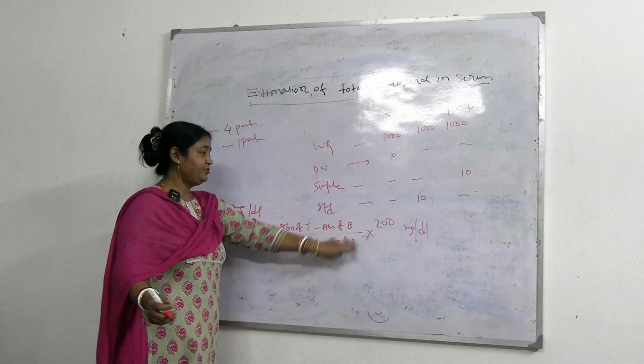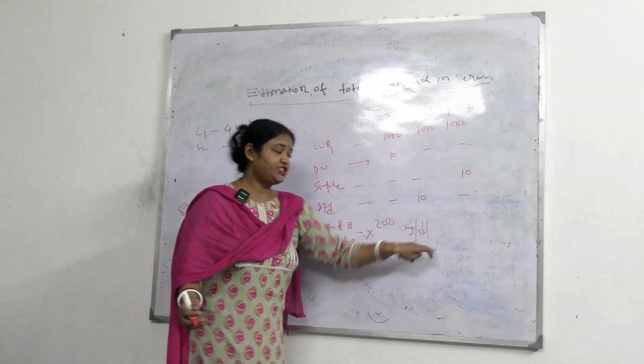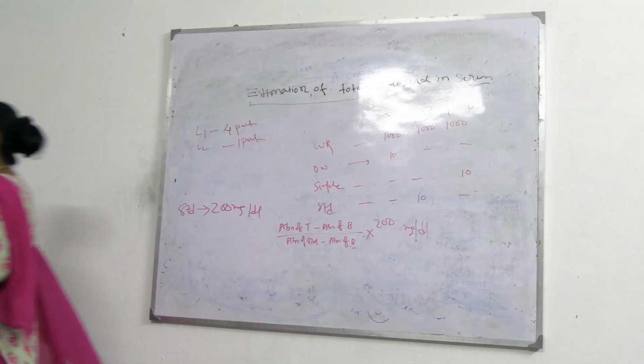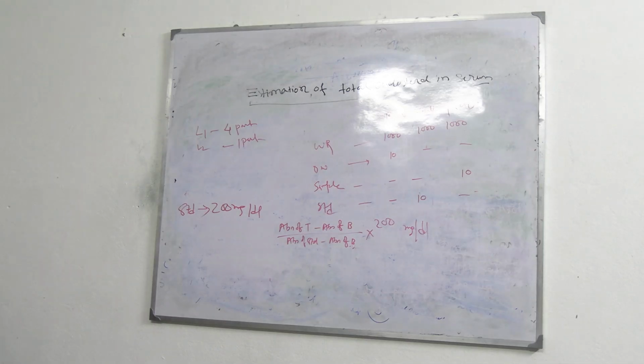Working reagent, distilled water, sample and standard. Here absorbance unit is gone, the standard concentration is milligram per dl. So the final answer will be in milligram per dl, cholesterol concentration in milligram per dl. So this is the calculation: absorption of test minus absorption of blank, divided by absorption of standard minus absorption of blank, into 200, because the standard concentration here is 200.